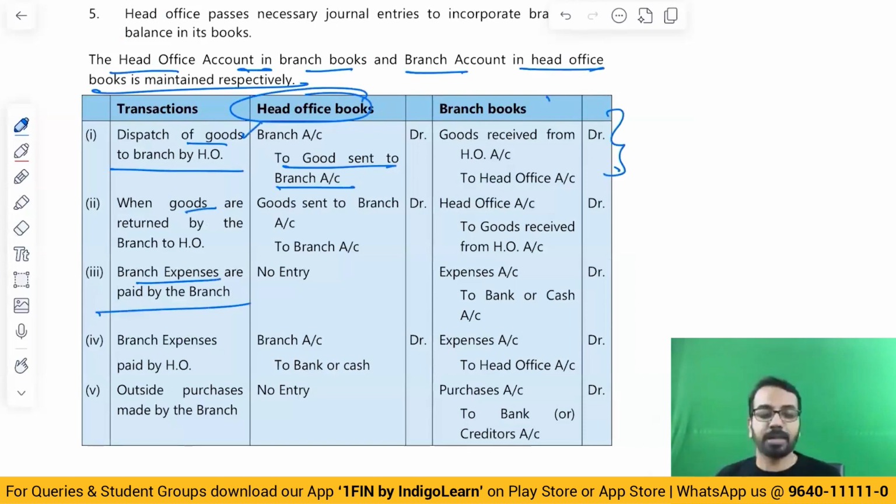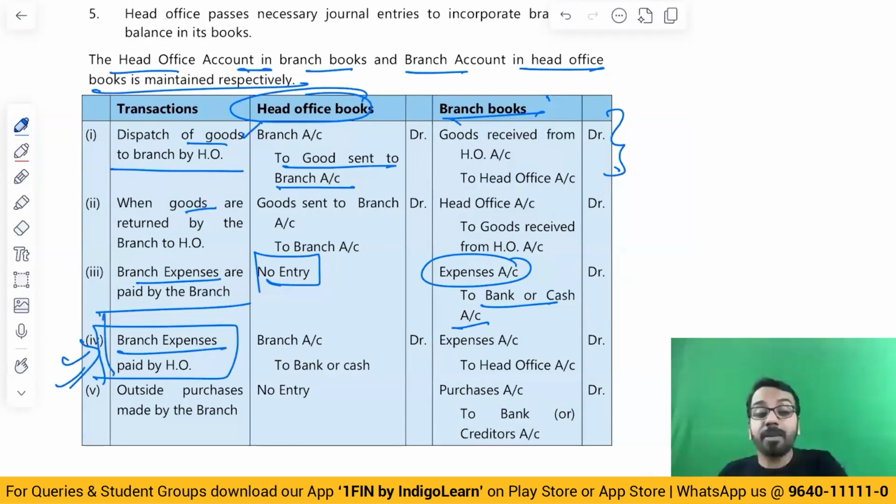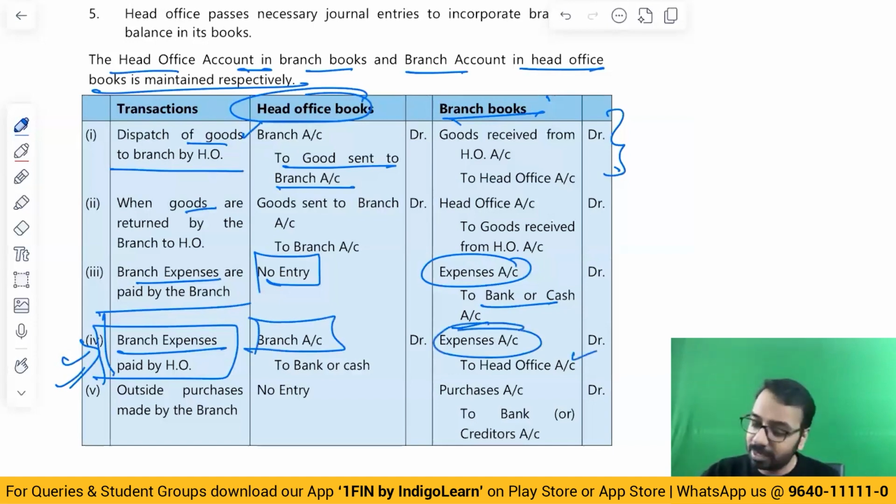Branch expenses paid by the branch, head office has nothing to do with it. So no entry. In the branch books, the branch will say expenses to bank or cash. Branch expenses paid by head office. This is a typical adjustment which keeps on coming. Now, when branch expenses are paid by head office, head office will say it is not my expenses, it is branch expenses. So they will debit the branch account. In the branch books, they will debit expenses and credit head office account. Basically, head office becomes like a creditor.